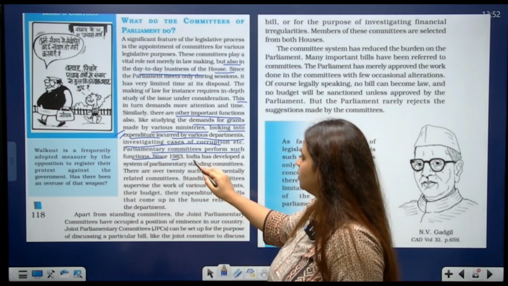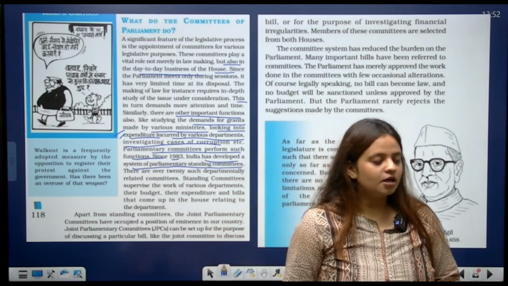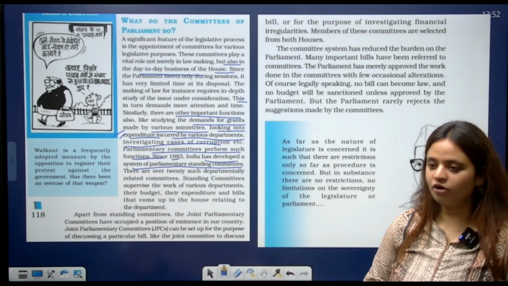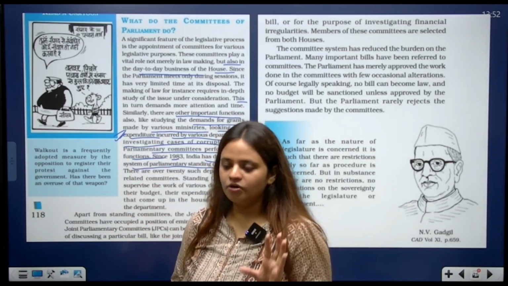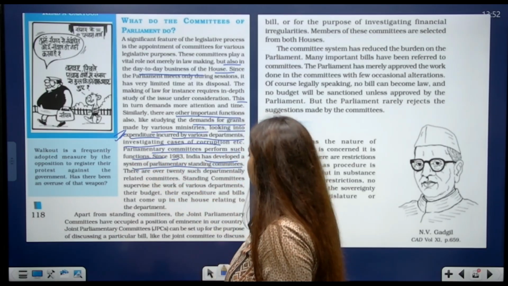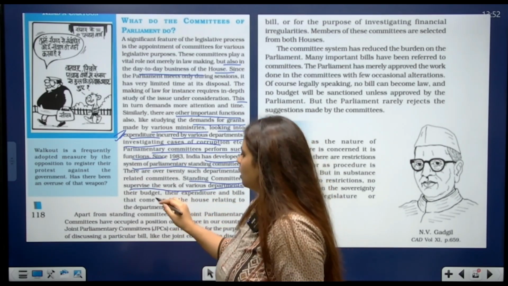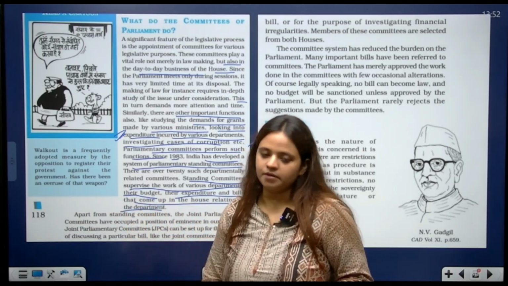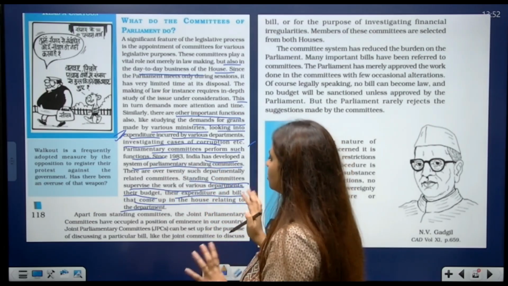Since 1983, India has developed a system of parliamentary standing committees. We have standing committees which look into the matters of the government. They see that the government's expenditure is as already told in the budget, and whether there are cases of corruption or not. So we have standing committees which supervise the work of various departments and their budget and their expenditure and the bills that come up in the house relating to the department. So it supervises all the work related to expenditure, corruption and the budget.